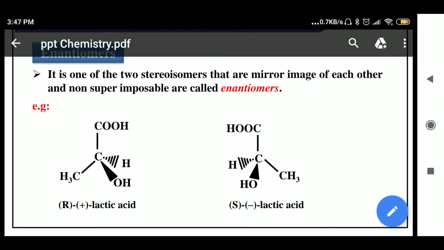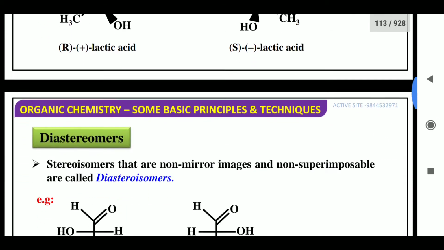Once you are standing in front of a mirror, you can see your image. Similarly here also, you can see these two structures are mirror images of each other, but they are non-superimposable. It means if you try to keep R lactic acid over S lactic acid, they are not superimposed. वो एक दूसरे के ऊपर exactly similar way में cover up नहीं कर सकते. So these structures are known as enantiomers. An example is R and S lactic acid.